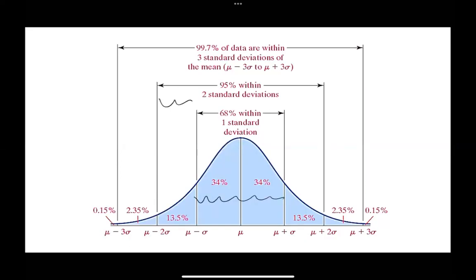Then about 95% lies in here. Then 99.7% is within 3 standard deviations of the mean. This still leaves this little tiny bit right here and this little tiny bit right there. So that's about 0.3%, but it's 0.15 above and 0.15 below.